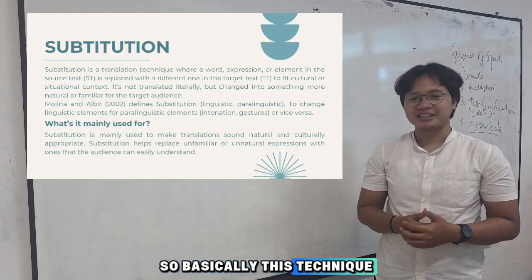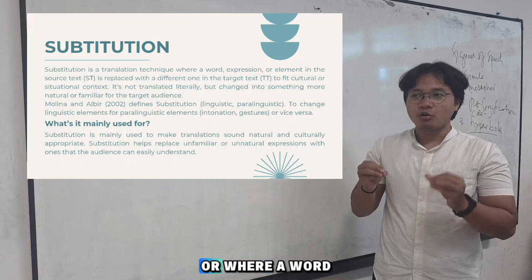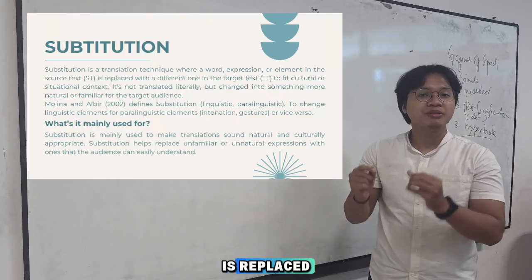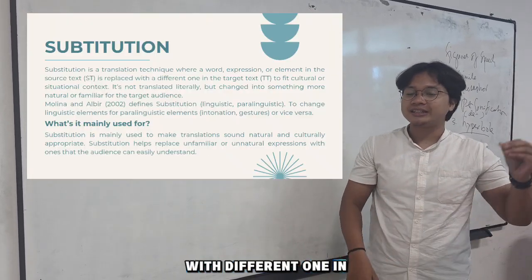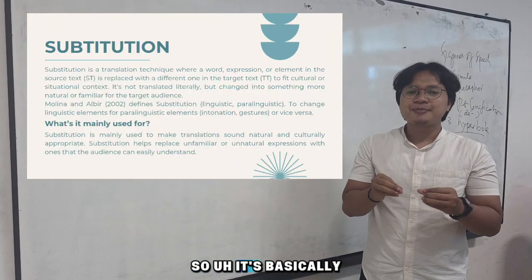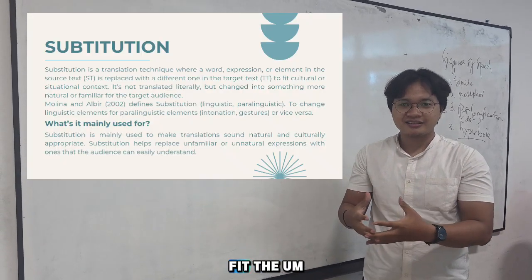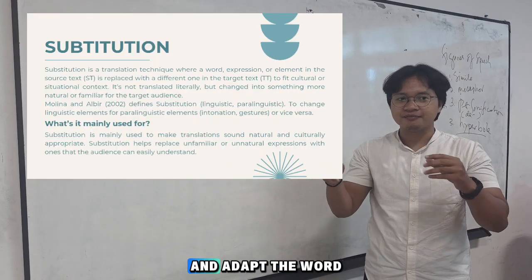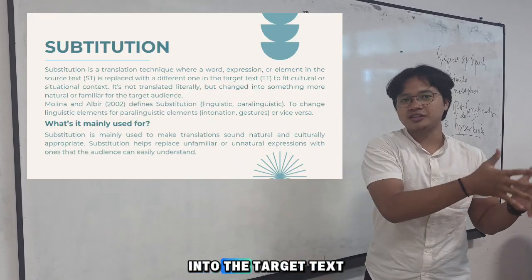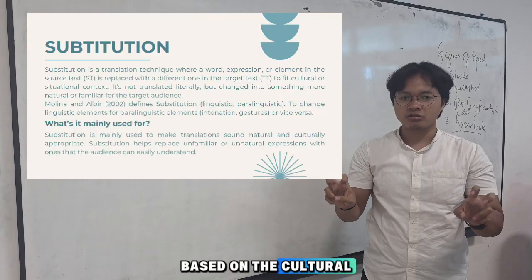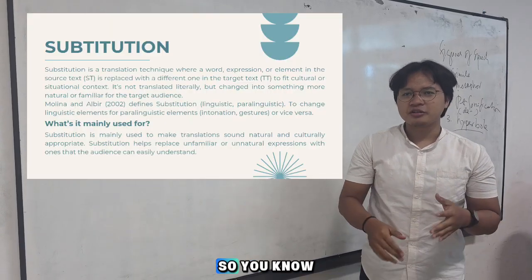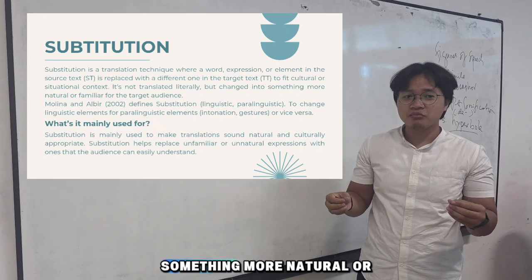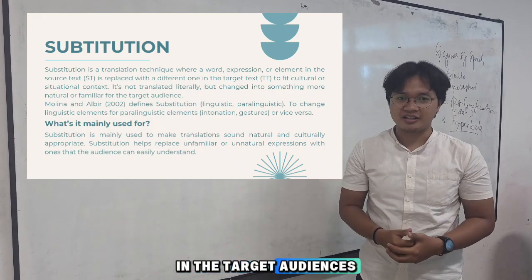So basically, this technique is where a word, expression, or element in the source text is replaced with a different one in the target text. So it's basically like we try to take the original word from the source text and adapt it into the target text based on the cultural or situational context. So somehow it's not translated literally, but changed into something more natural or familiar to the target audience.